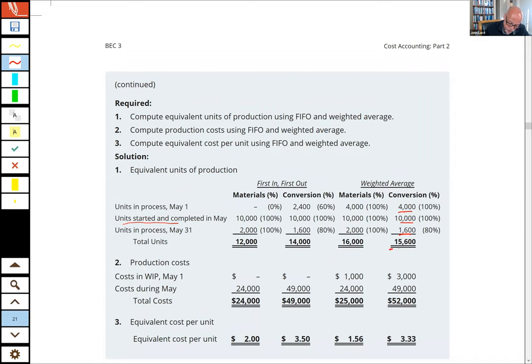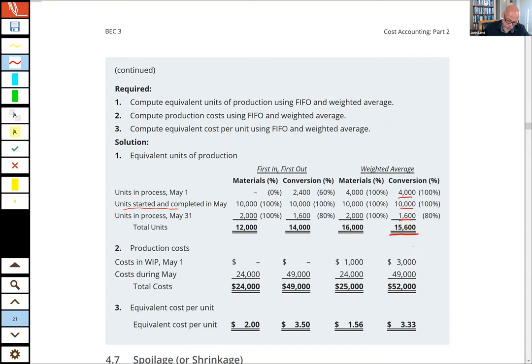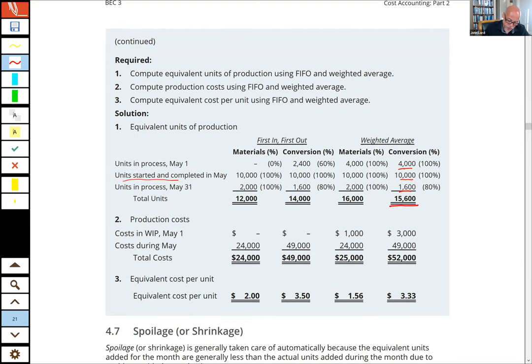Okay, so there's our denominator. Then we pick up the cost, and we pick up what? I'm just focusing on conversion here. We pick up those costs that the problem told us: there was 3,000 in beginning inventory and 49,000 in ending inventory. So we now have this total cost of 52,000 for our materials.